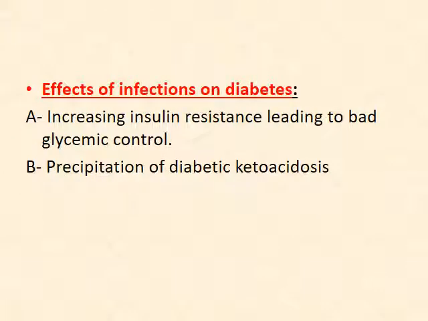Effects of infection in diabetes. Infection is a stressful condition. It releases cortisol, leading to increased insulin resistance, leading to difficulty controlling the blood glucose. It can precipitate diabetic ketoacidosis. Also, in patients susceptible to diabetes, it can precipitate the occurrence of diabetes.